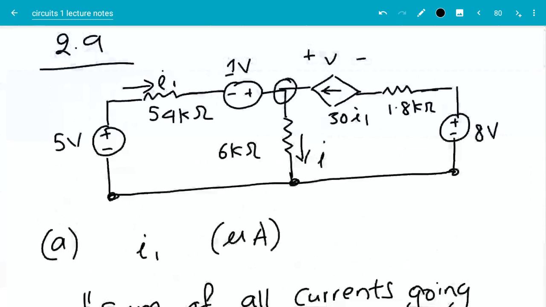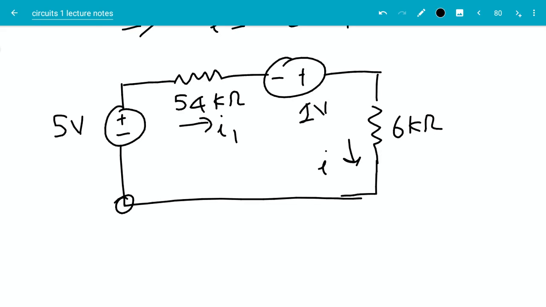The next thing I want to do is write a KVL equation in this loop here going clockwise, starting at that point and coming back at that point. I'm going to redraw that part of the circuit again for convenience. Here's the circuit, I'm redrawing it. So I'm going to write the KVL equation on this loop. And remember, this is not the entire circuit.